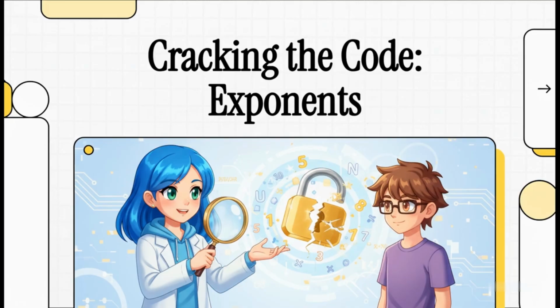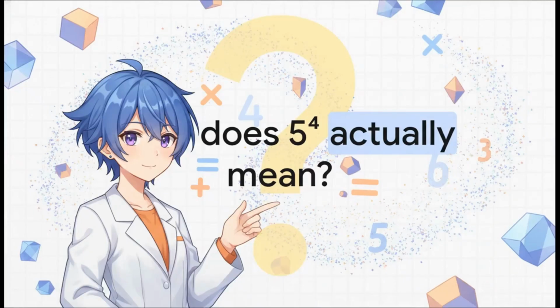Let's jump right in. So, you might see something that looks just like this. 5 with a little 4 up top. And yeah, it can look a little confusing at first. But what is it really asking? This is exactly the kind of thing we're going to figure out.